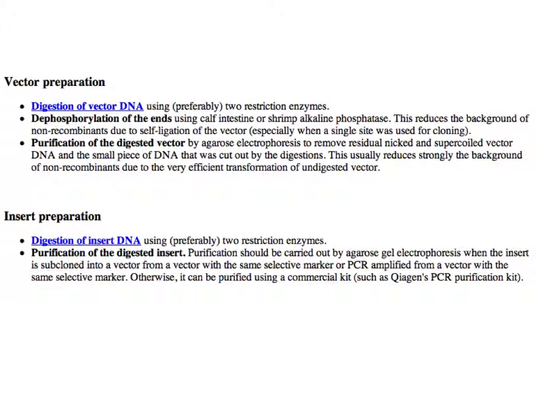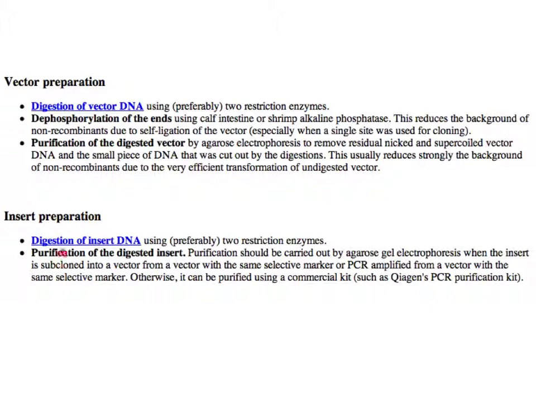So the vector needs to be prepared, and you will have to digest the vector, preferably using 2 different restriction sites. You need to dephosphorylate the ends, and that can be done by adding calf intestinal phosphatase or shrimp alkaline phosphatase. This prevents self-ligation. Then for purification of the digested vector, you can run an agarose gel so that you can remove nicked and supercoiled vector versus the properly digested DNA, reducing the background ligation of the parent.